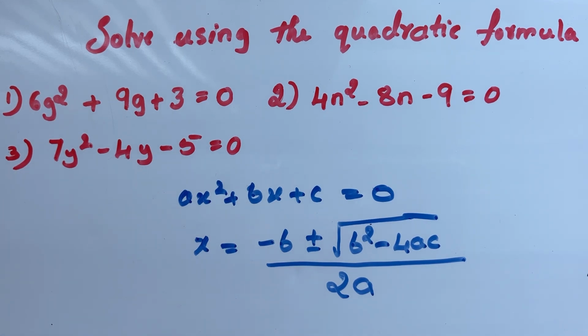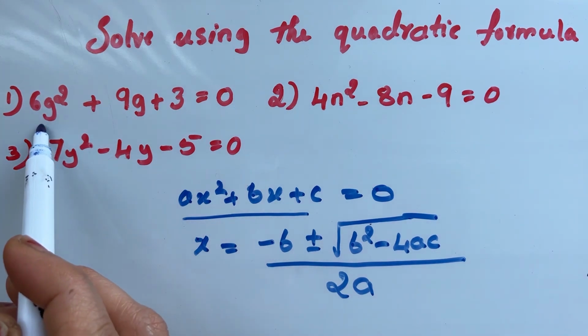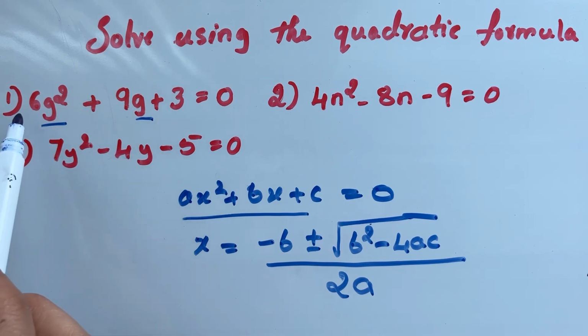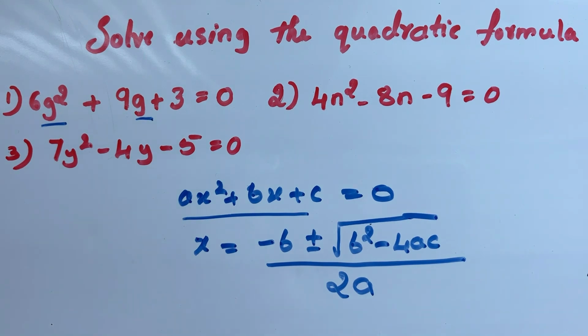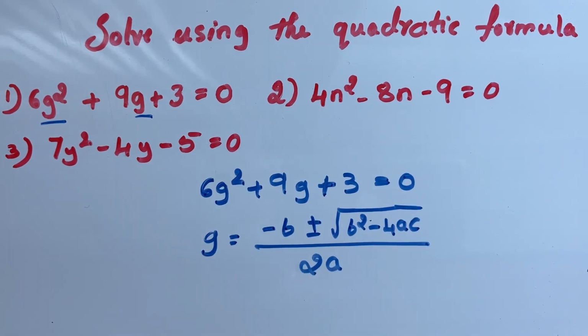The first quadratic equation is 6g² + 9g + 3 = 0. You can compare this with ax² + bx + c = 0. Here our variable is g. Coefficient a is 6, coefficient b is 9 and constant c is equal to 3. Let's solve the first quadratic equation using the quadratic formula. Our first quadratic equation is 6g² + 9g + 3 = 0.